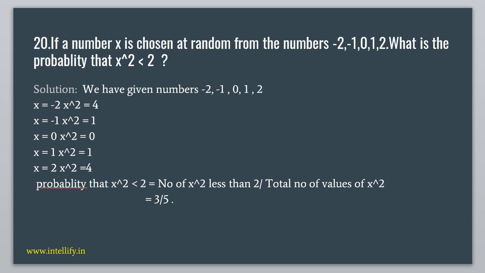So we have 5 values of x, so we will find the corresponding x square values. Taking x equals -2, we have x square equals 4. x equals -1, x square equals 1, x equals 0, x square equals 0, x equals 1, x square equals 1, x equals 2, x square equals 4. Now we have to find the probability that x square is less than 2. For this we will take the number of x square values that are less than 2, which are here 1, 0 and 1, and the total number of values of x square. So we have 5 different values of x square, so the probability will come to 3/5.